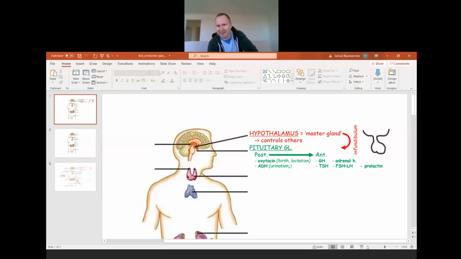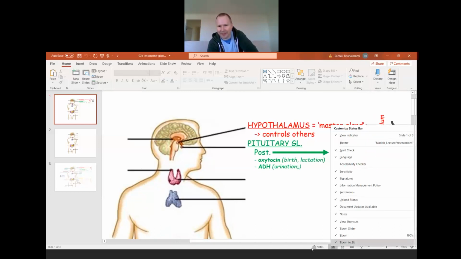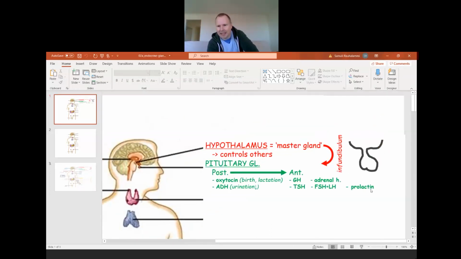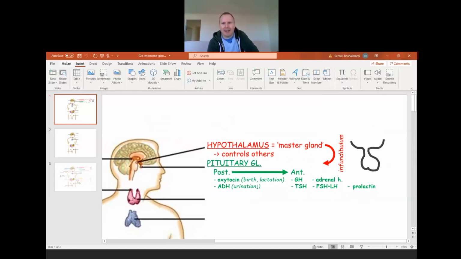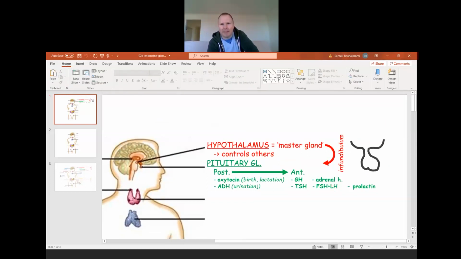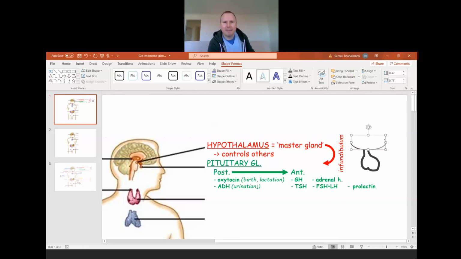Now you should be seeing the same view again that we were looking at earlier on. And we can see nicely that diagram that I added there about the hypothalamus and the pituitary gland.